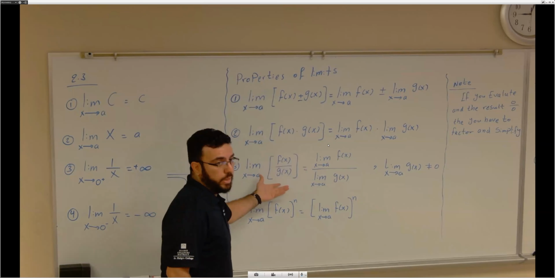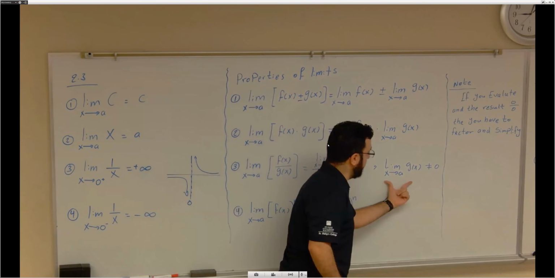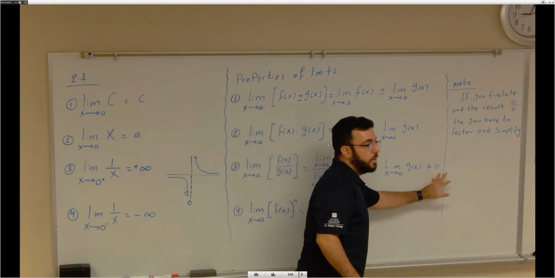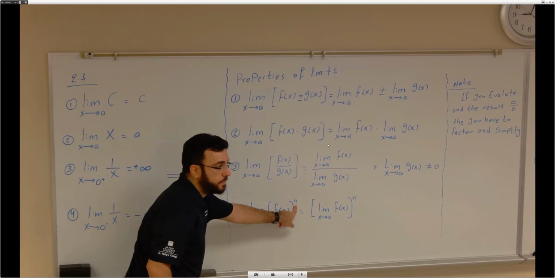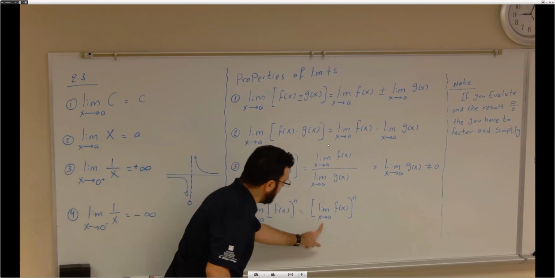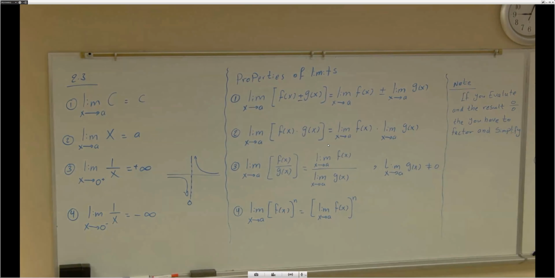The limit of the division of 2 polynomials, let's say, is going to be the limit of the top over the limit of the bottom, but there's a condition: the limit of g of x is always supposed to be not equal to 0, because it's going to be undefined if it equals 0. This is important. The limit of a function with a power: how are we going to find that? You're just going to take the limit of the function and put the power outside. This is really important, okay? And now the next one.